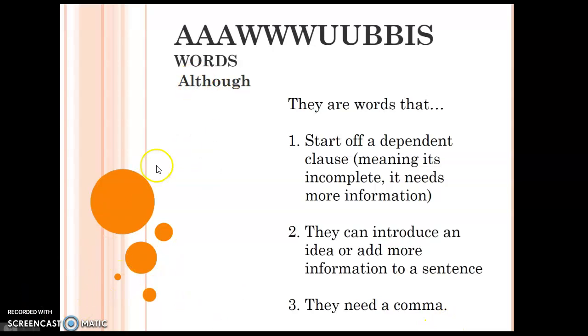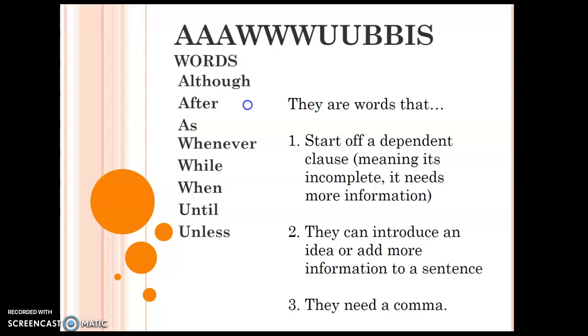These are going to be our AWUBS words: although, after, as, whenever, while and when, until, unless, because, before, if, instead, and since. So you're going to have to make a sample sentence and pick one of these down at the bottom of your page. So while I was home, comma, I took a nap. Until I get my homework done, comma, my mom won't take me to Maurice's. Since it is Thursday, comma, I can't wait for the weekend.